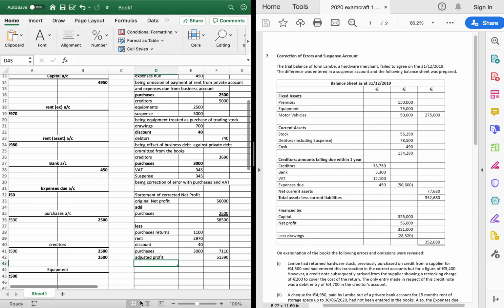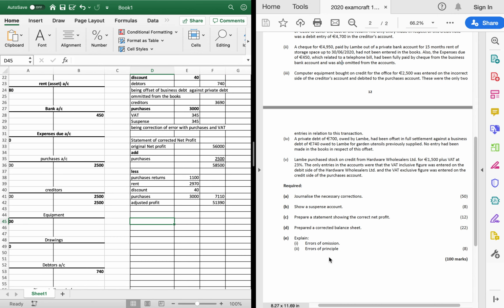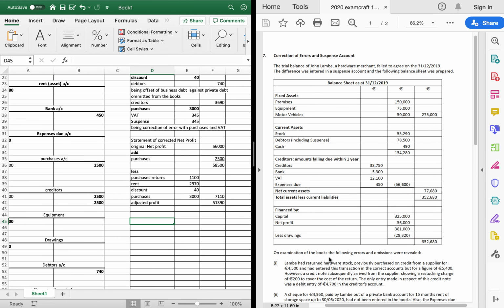Okay, so that's part B done, part C even, sorry. Part D then is to prepare a corrected balance sheet. Gotta give it a heading, get into habits. All right, so we're going to start with premises. Now you should know these as you go.